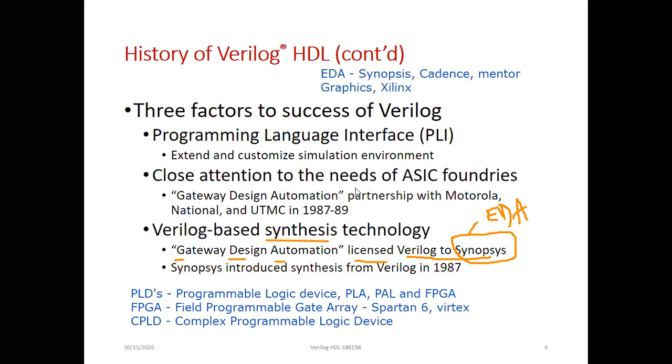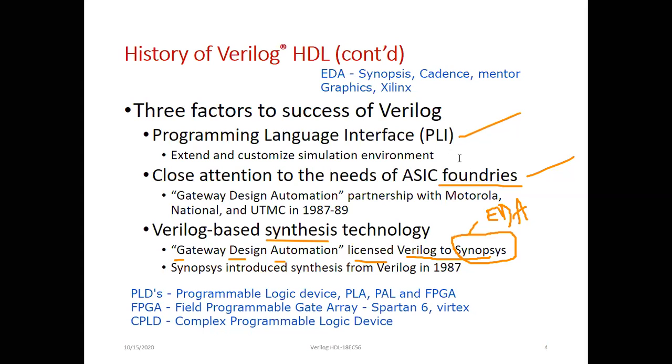So the three factors of success. These are the three factors of success for interfacing C language, Python, Java, any language you can interface with the Verilog environment. Then we can have close attention to the needs of ASIC foundries. Here you may think, foundries they said, right? Foundries means the manufacturers of IC. That is technology based. Who are all the manufacturers?